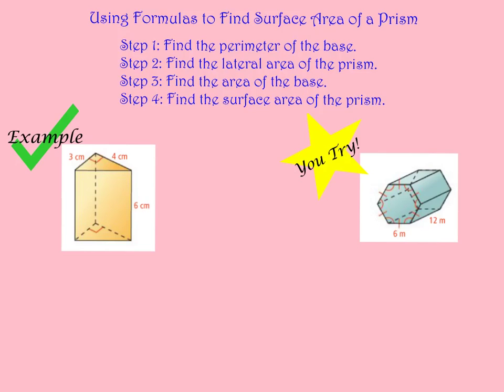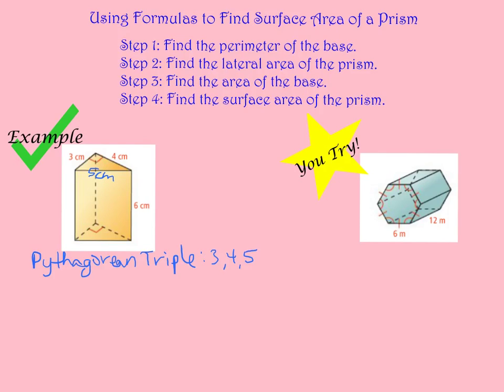Okay, so if I'm looking at how to use these formulas to find the surface area of a prism, I have some steps. The first thing I'm going to do is find the perimeter of the base. So if I'm looking at my first example here, I have 3, 4, I need to figure out what this side of my triangle is. And what I want you guys to start picking up on are these Pythagorean triples, because they really come in handy so we don't have to do as much work. We know that a Pythagorean triple is 3, 4, 5. So I know right away that that side is 5 centimeters.